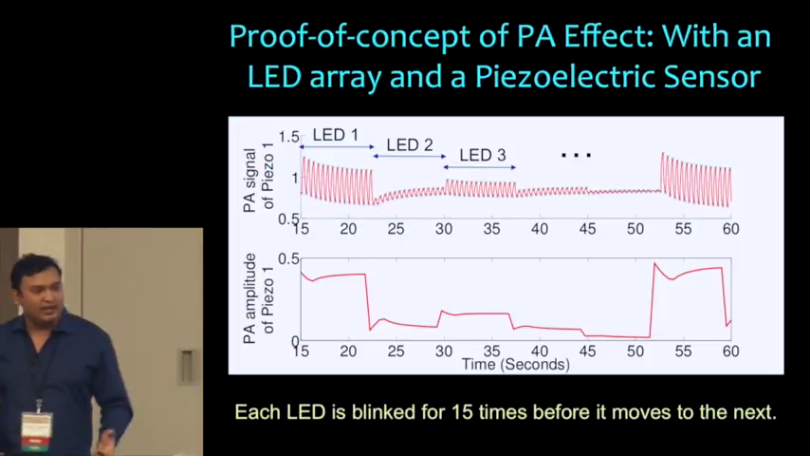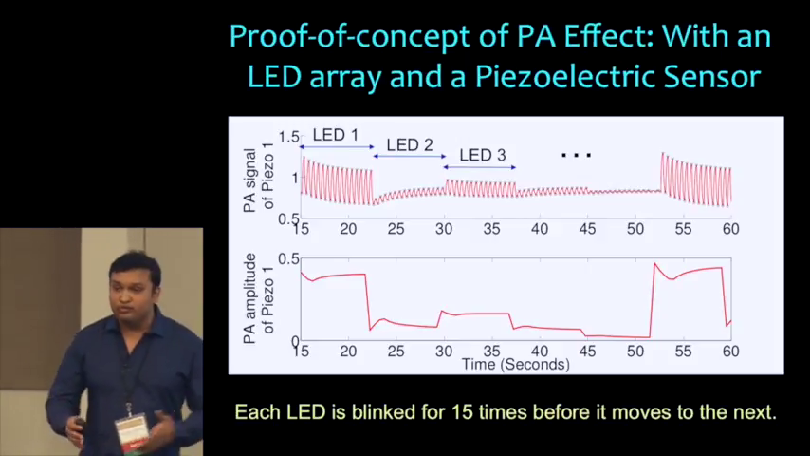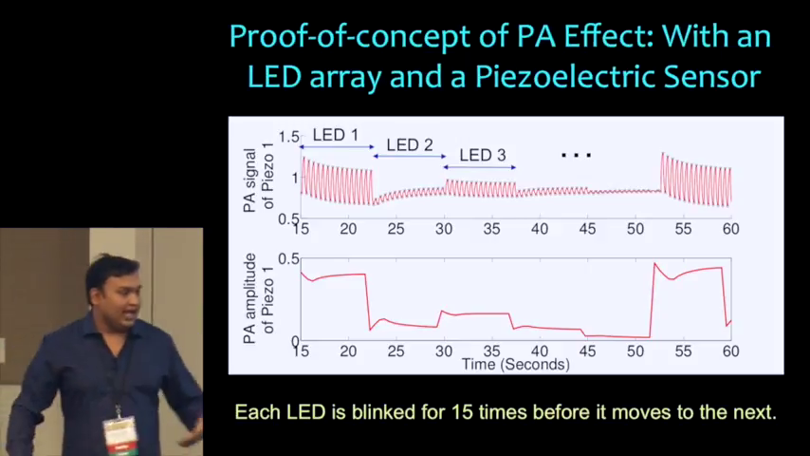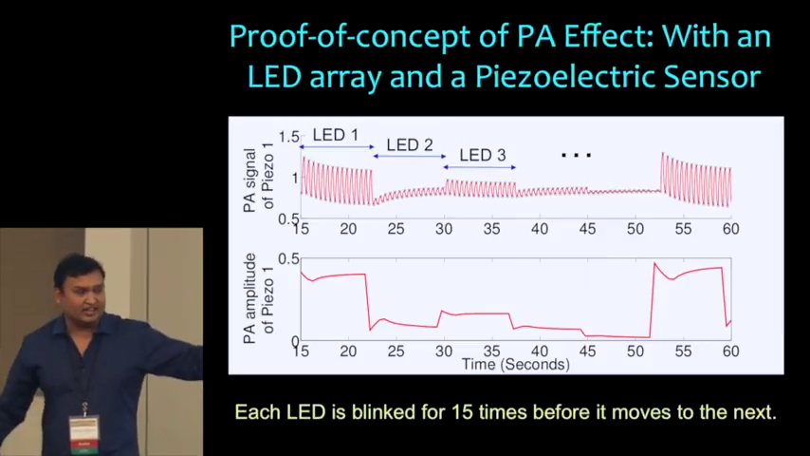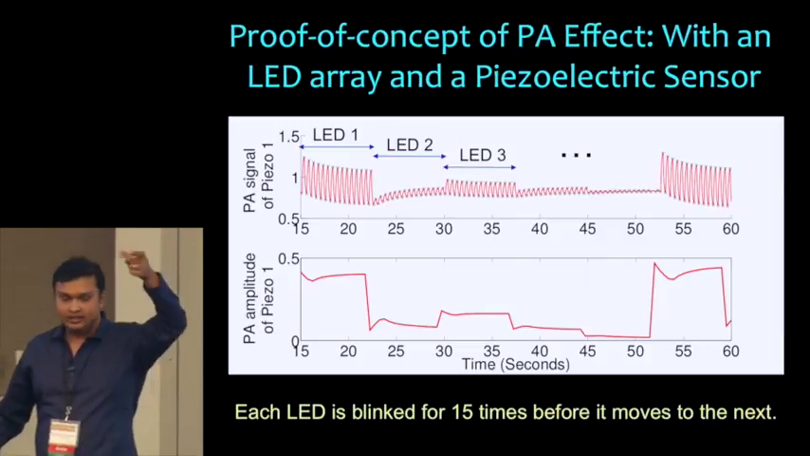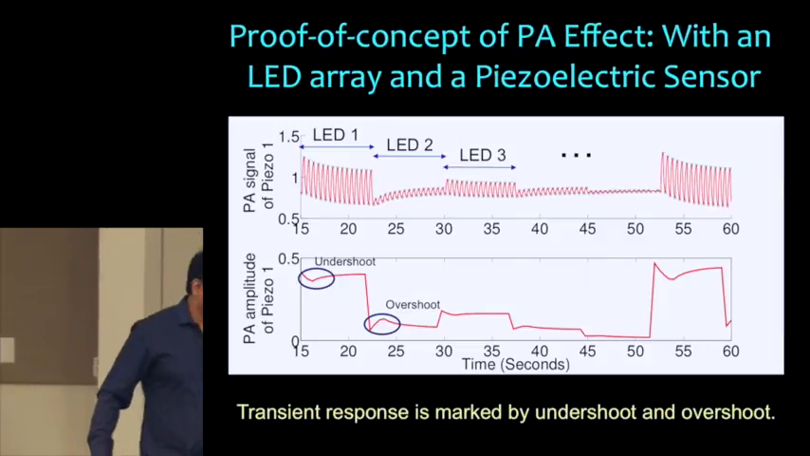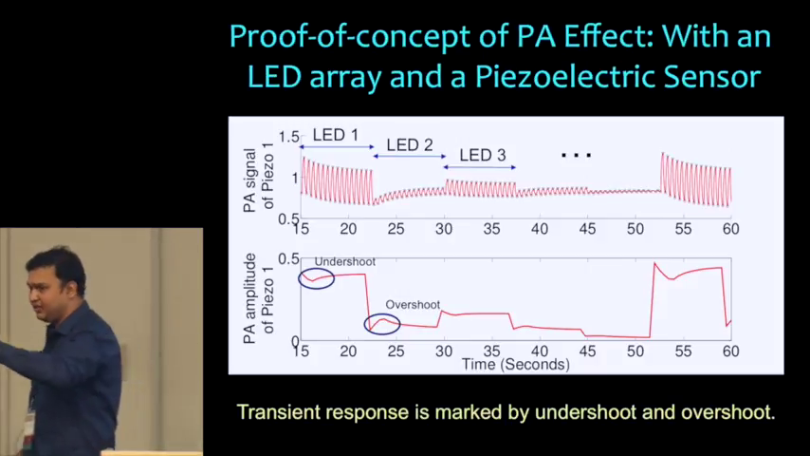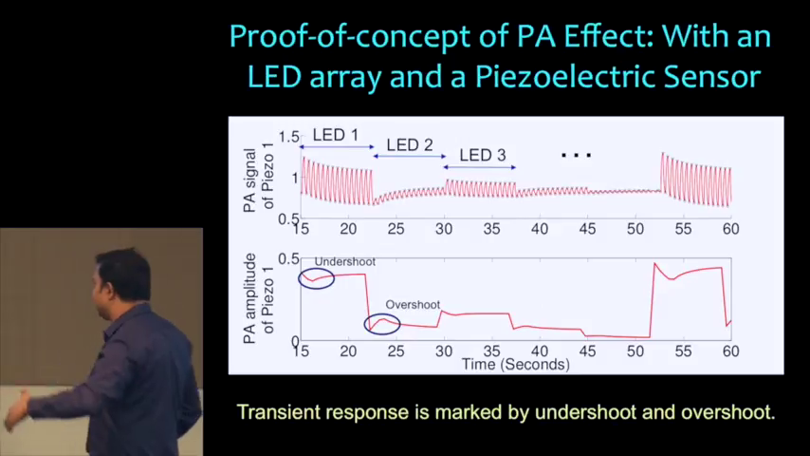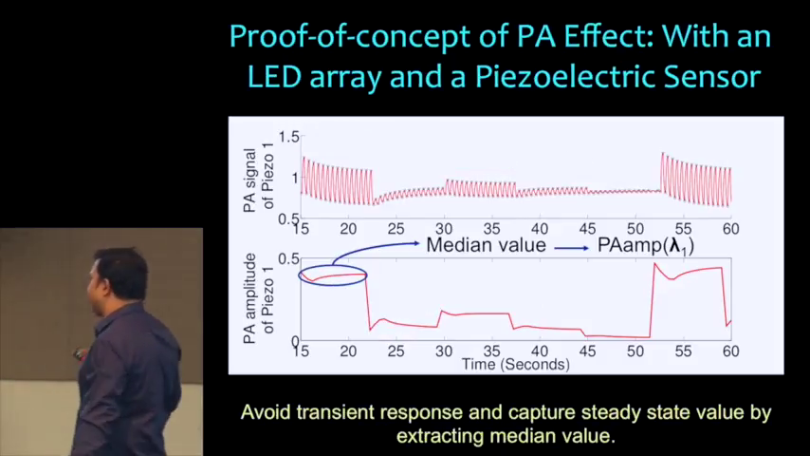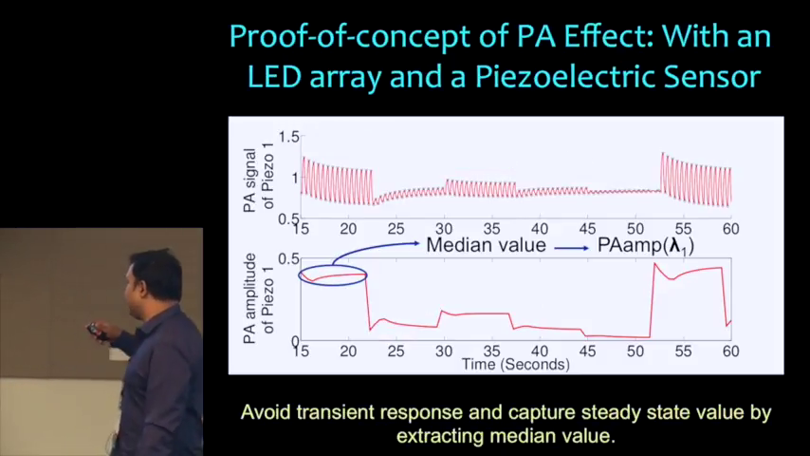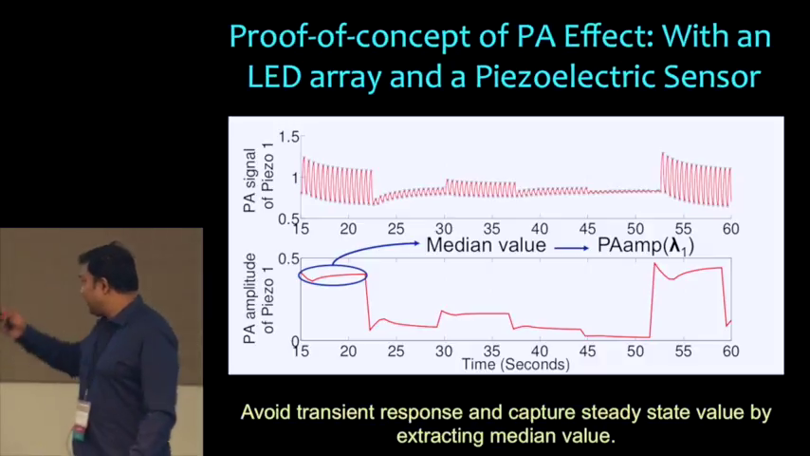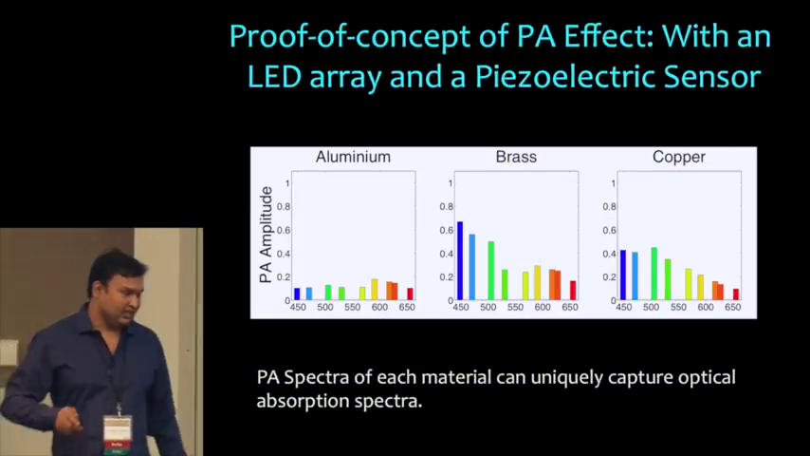Each LED is blinked 15 times before it moves to the next one, right? And in the bottom sub-figure, we can see the running peak-to-peak distance. If you look closely, you can see there's a bit of transient response before it saturates or reaches its steady state. We can quite easily get rid of the transient response by capturing the median value and assigning that as the photoacoustic amplitude of the target LED.